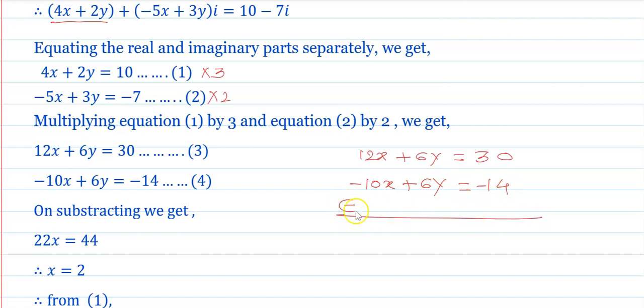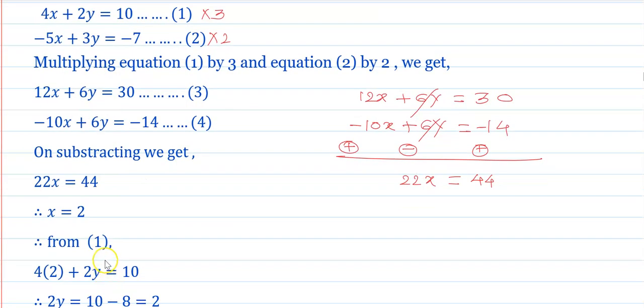Subtraction जर केलं तर इथे sign change होणार. Here is a plus, minus and again plus. Okay, plus 6y minus 6y get cancelled. 12x plus 10x you will get 22x, and next is 30 plus 14 you will get here 44, and therefore x is equals to 2. That is 44 upon 22, you will get x is equals to 2.